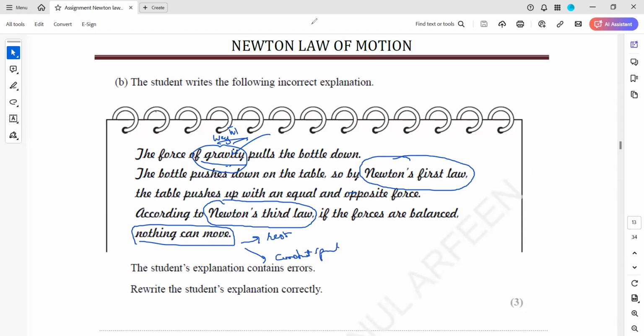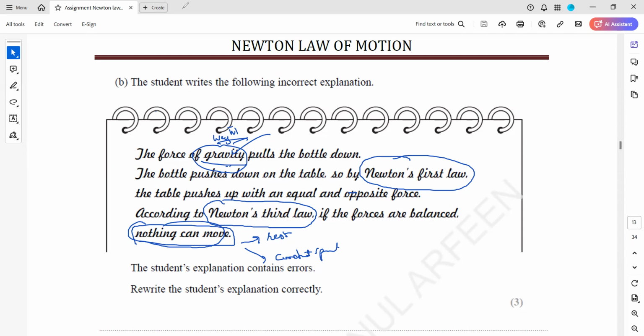So what should be the right statement? The force of gravity or the weight pulls the bottle downward. The bottle pushes down on the table. By Newton's third law, the table pushes up with an equal and opposite force. According to Newton's first law, if the forces are balanced, the object should either be at rest, or if it's a moving object, it should continue to move at a constant speed. So "nothing can move" is not explaining all the cases. Yeah, we can say the object remains in equilibrium or balance. That you can also say.